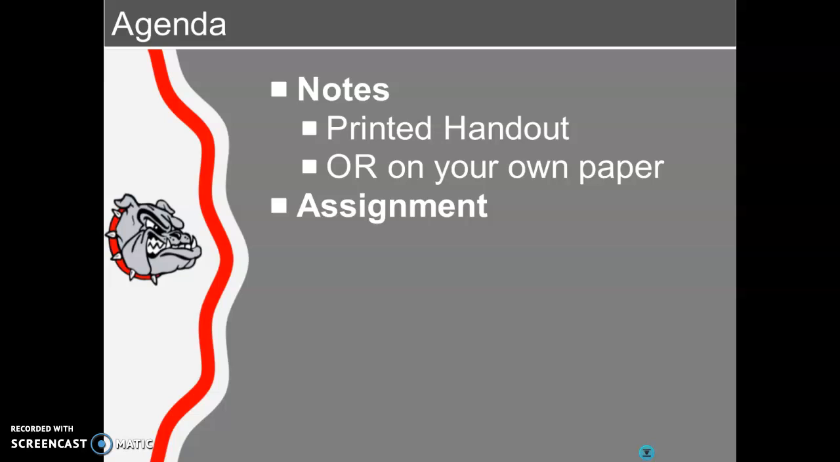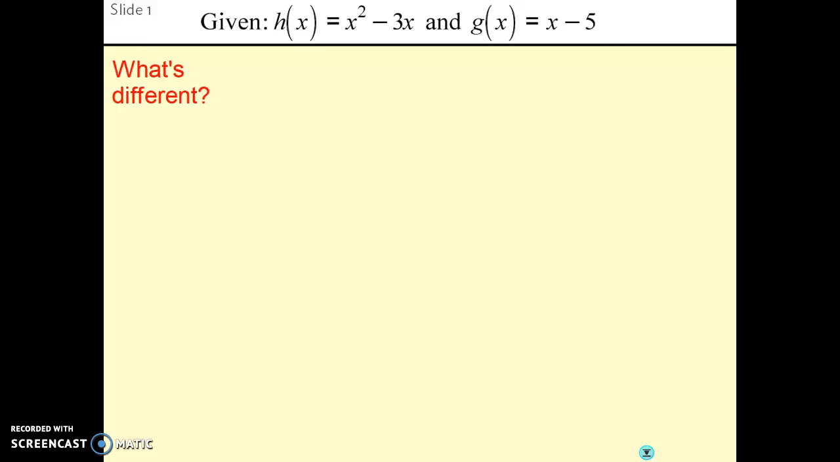Okay, so we're going to take notes. If there happens to be a sub and you're in the room, I've printed them so you can do them just by following along each of the slides. If for whatever reason that handout didn't get passed out to you, you can take them on your own paper. You may just need to pause the video to have more time to write. And then there will be an assignment to follow. So we'll talk about that when we get there, but let's start with our notes.